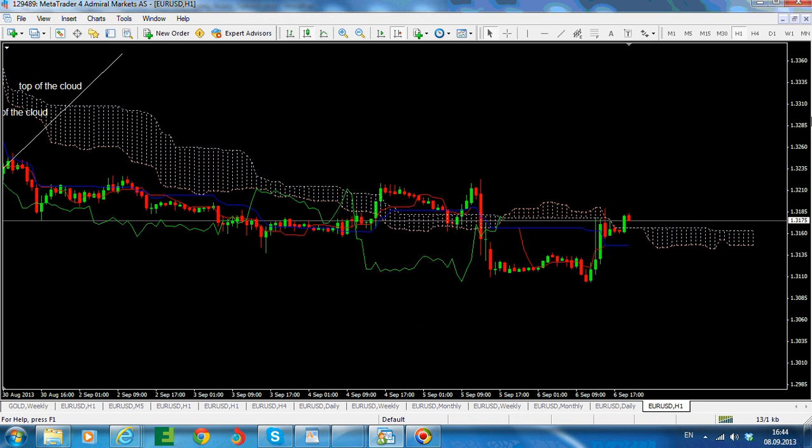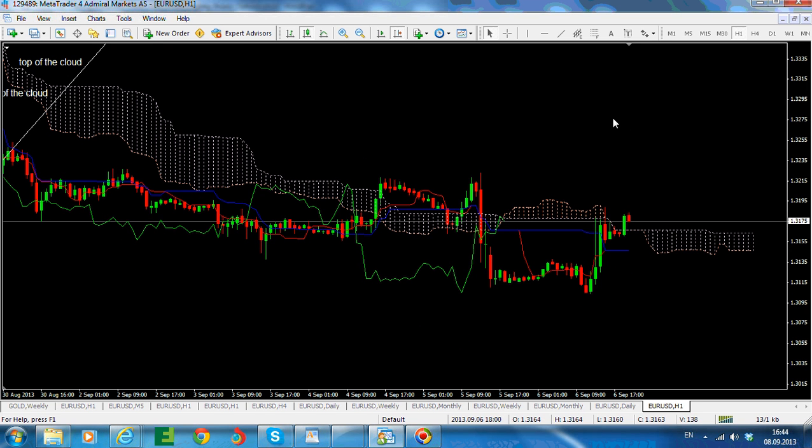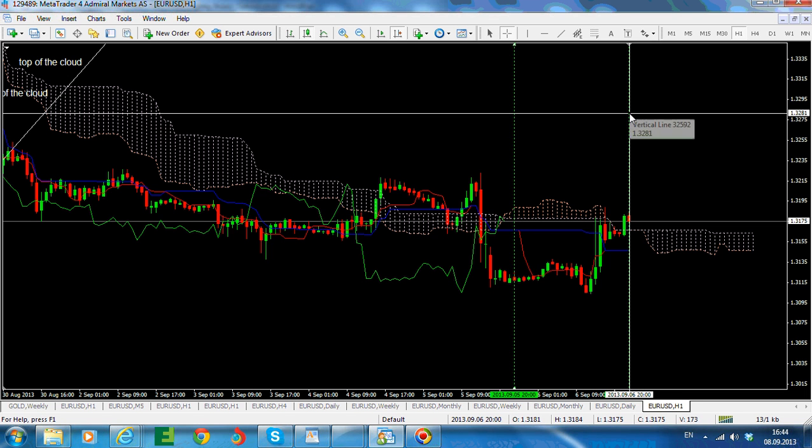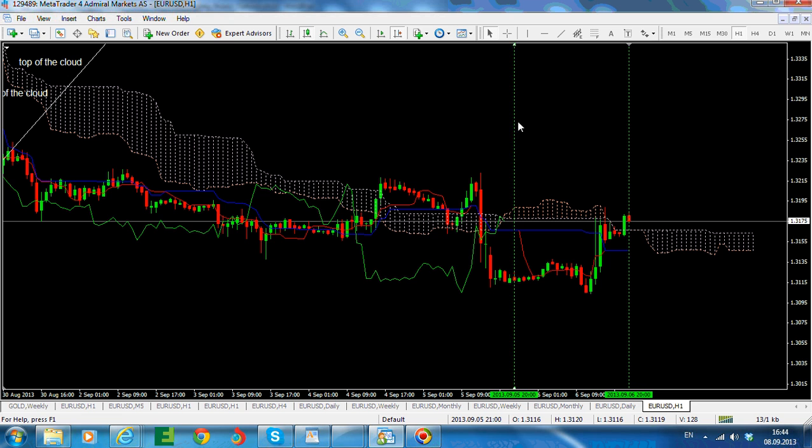Coming back to the actual price here, being a state of equilibrium at a glance, the equilibrium is given by the actual price here, shifted 26 periods backwards. We have the Chikou. Let's try to measure the exact 26 periods. And of course 26 periods forward, the Senkou A and the Senkou B project the cloud forward in time.